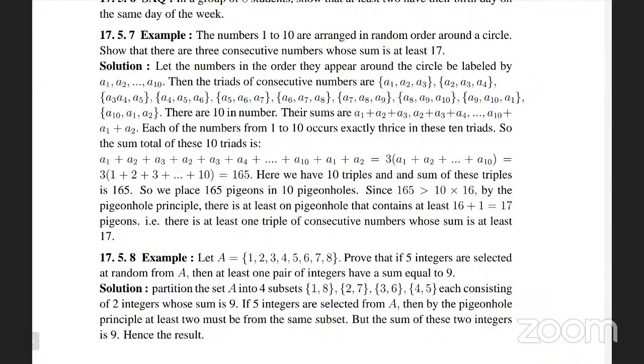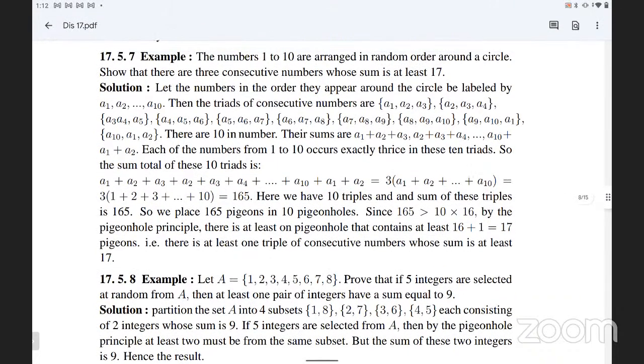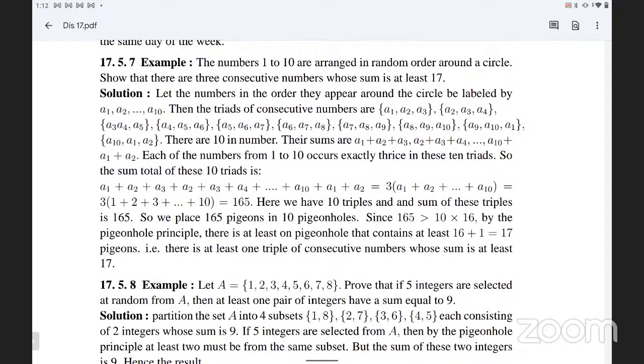The numbers 1 to 10 are arranged in random order around the circle C. Show that there are 3 consecutive numbers whose sum is at least 17. Let the numbers, in the order they appear around the circle, be labeled A1, A2, and so on up to A10.